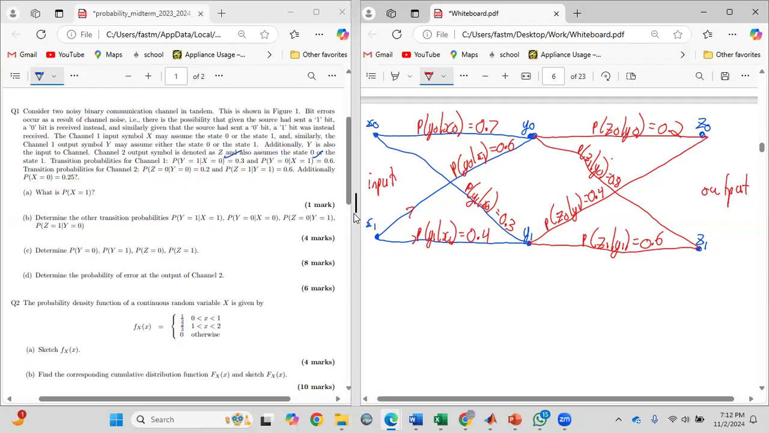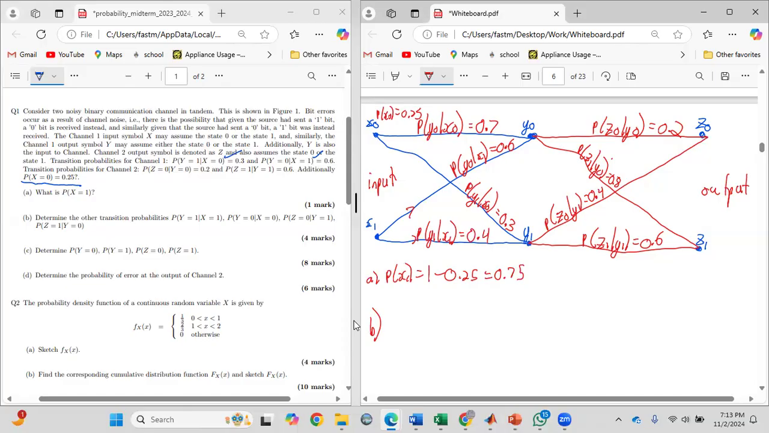So the first question said, what is x1? At the end, they said the probability of x0, which is here, is 0.25. So the probability of x1 would just be 1 subtract 0.25. Remember, the sum of the probabilities must add up to 1. If x0 is 0.25, x1 has to be the remainder. So that was that.